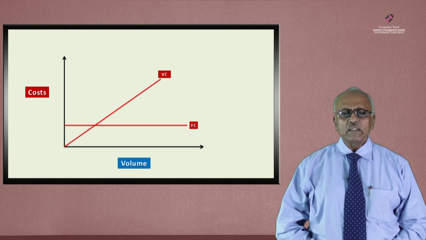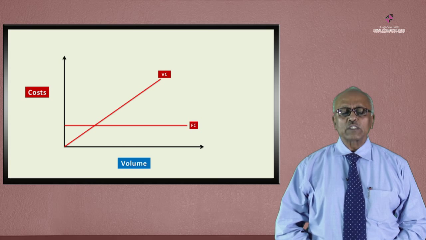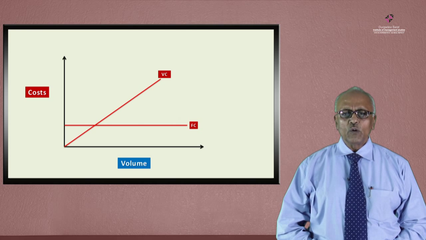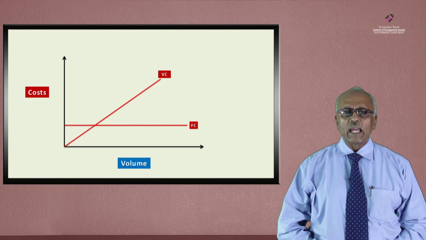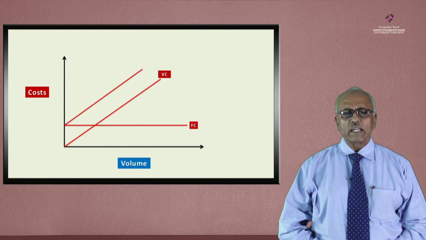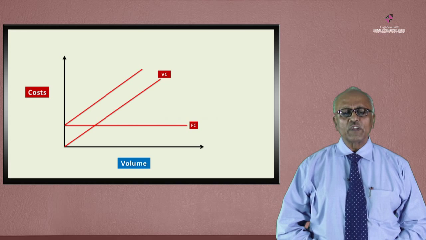As I explained, the variable cost and the fixed costs together give you the total cost. So what do we do? We take the variable cost line and we put it on top of the fixed cost line. We transpose it in this graph in order to get the total cost line. The total cost line, therefore, is a line parallel to the variable cost line, starting from the point of intersection of the fixed cost on the y-axis.